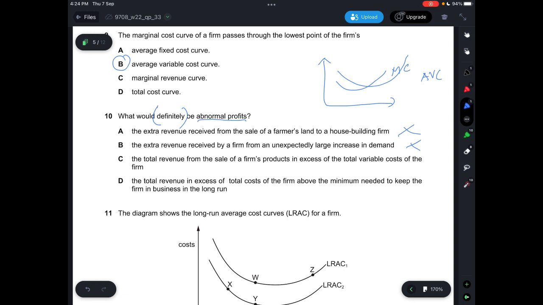So C, the total revenue from the sale of firm's product in excess of total variable cost of the firm. This is incorrect. So answer should be D, the total revenue in excess of total cost of the firm above the minimum needed to keep the firm in business in the long run. Yeah, so above the minimum, this is definitely correct, in excess of total cost. So answer is D.